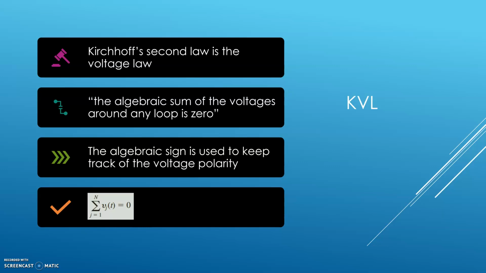or leaving a node. In KVL, the sign is necessary to keep track of the voltage polarity, so we can determine whether the energy level is increasing or decreasing as we go through each element. But overall, we get the equation, the sum of the voltages is equal to 0.